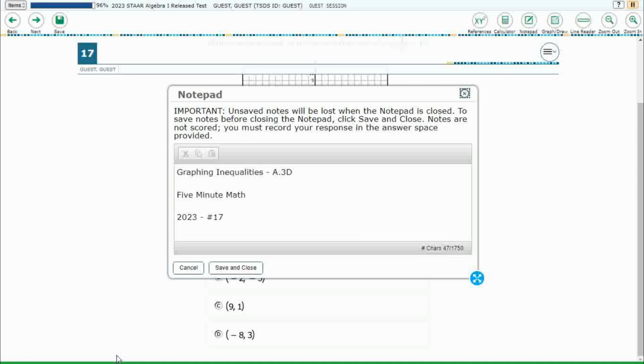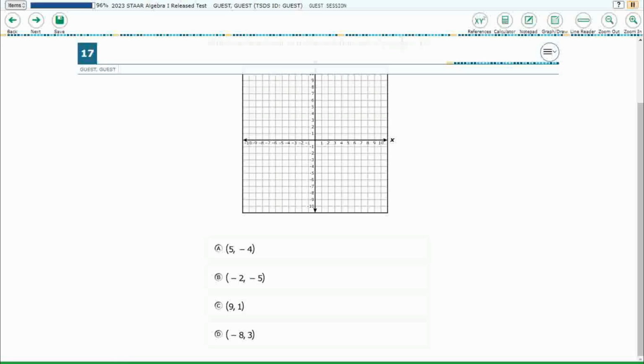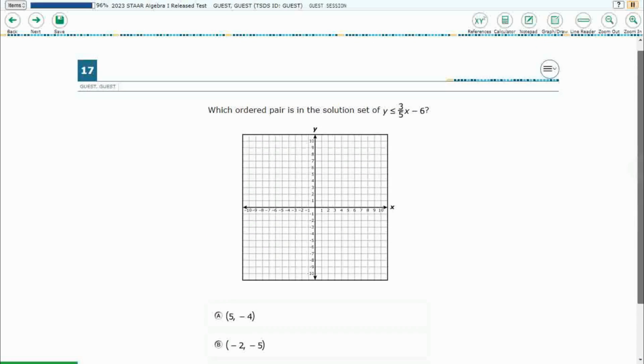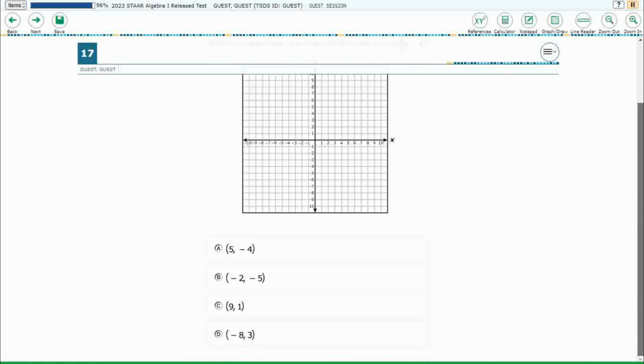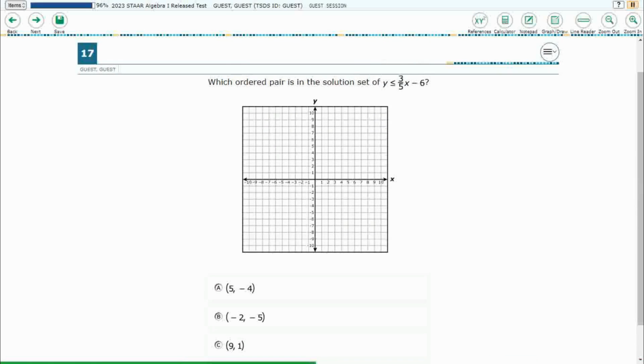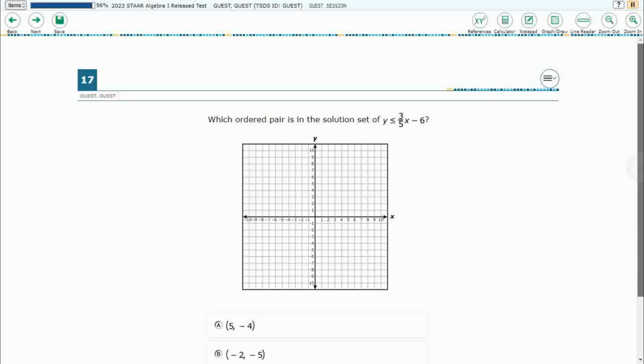Today we are looking at the Algebra 1 concept of graphing inequalities. This is standard A.3D in the great state of Texas, and we are using item number 17 of the 2023 released STAAR test. If you haven't done so already, please go ahead and take a moment to pause the video, work this problem out on your own, unpause it, and we will look at our answers together.